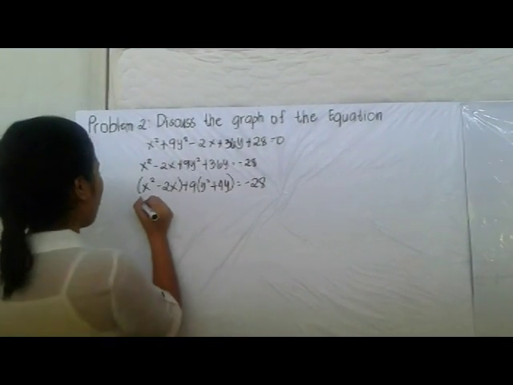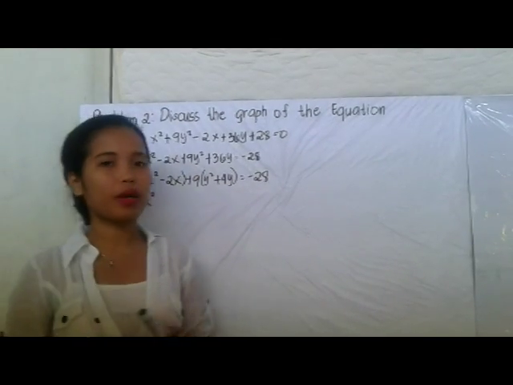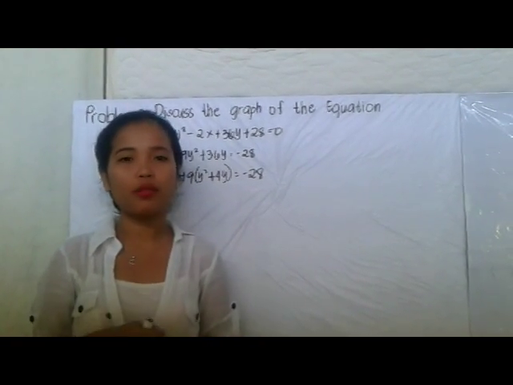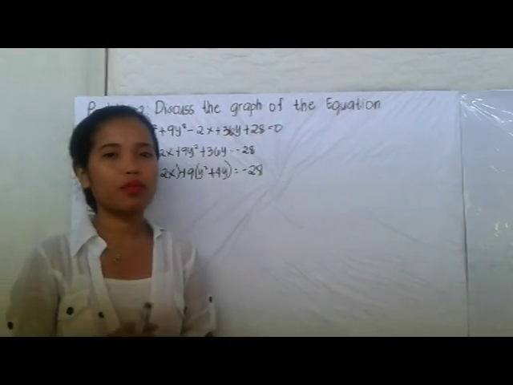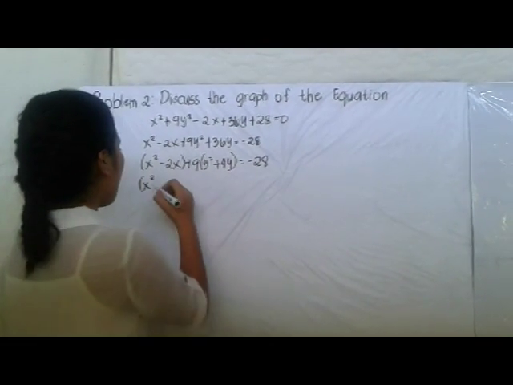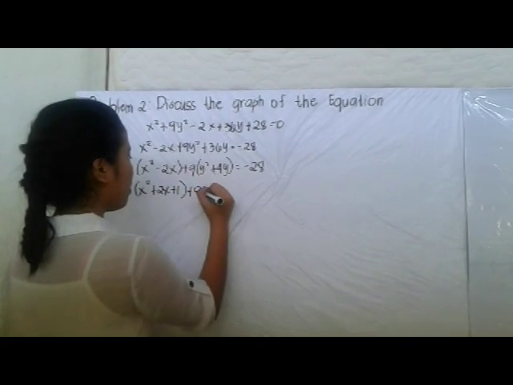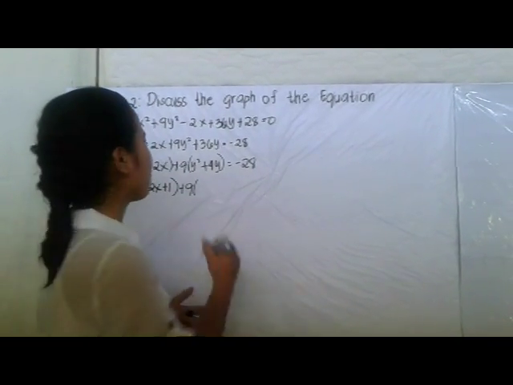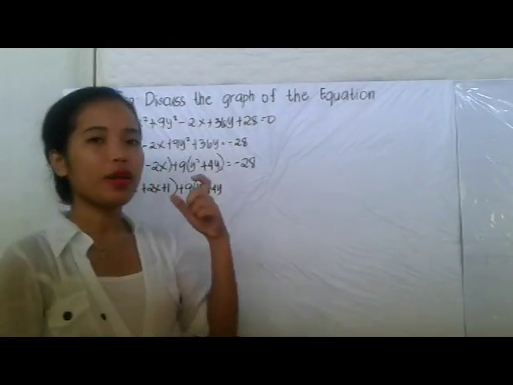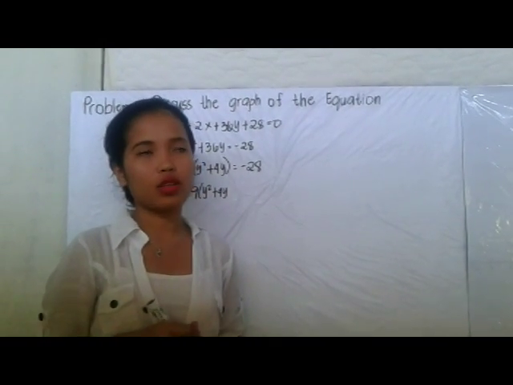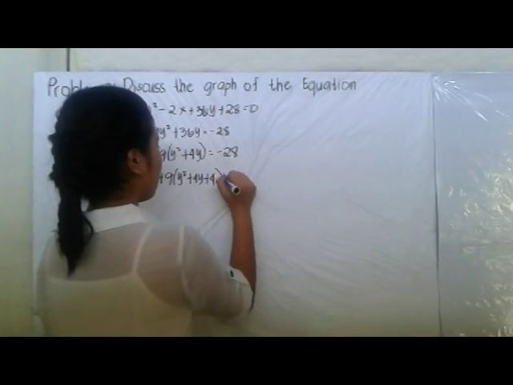Then proceed to completing the square. So we have x squared minus 2x, and in completing the square we divide the number by 2 and multiply the number by itself. So negative 2 divided by 2 is negative 1, multiplied by itself it becomes positive 1. Then proceed to our y terms: 9 times y squared plus 4y, 4 divided by 2 is 2, multiplied by itself it is positive 4.